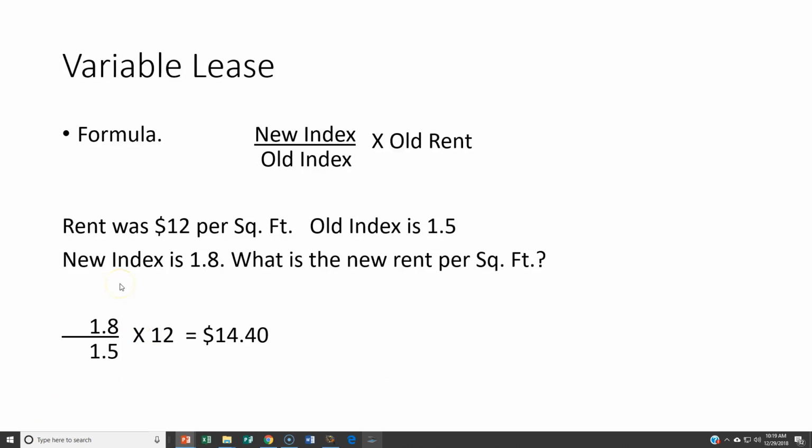A variable lease is when it's fixed to an index. Here's an example in the book where we had a base rent of $12 per square foot, and the current index, or the old index, was 1.5, and then the index moves to 1.8 at the end of the year. So what are we going to charge as the new rent? Basically, you take the new index, divide it by the old index, and multiply it by the old rent. Very simple. Probably the simplest bit of math in the book.